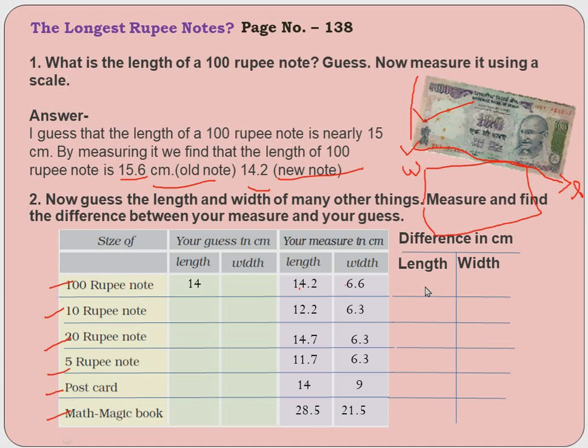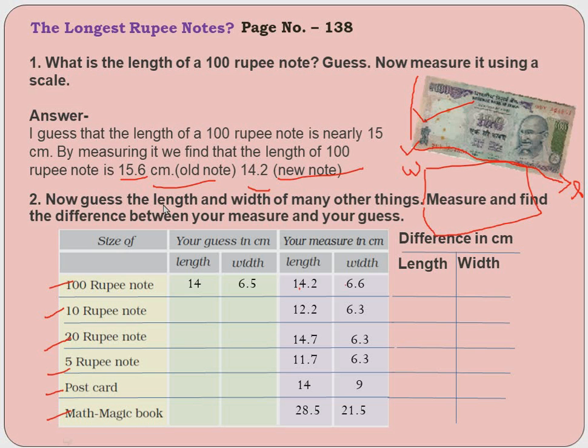For that, for example, I am guessing this as 14. Now why am I not writing the guesswork here? Because my guesswork will be different and your guesswork will be different. So you have to put your guesswork there and then subtract it, that is, find the difference. And the width is like that.